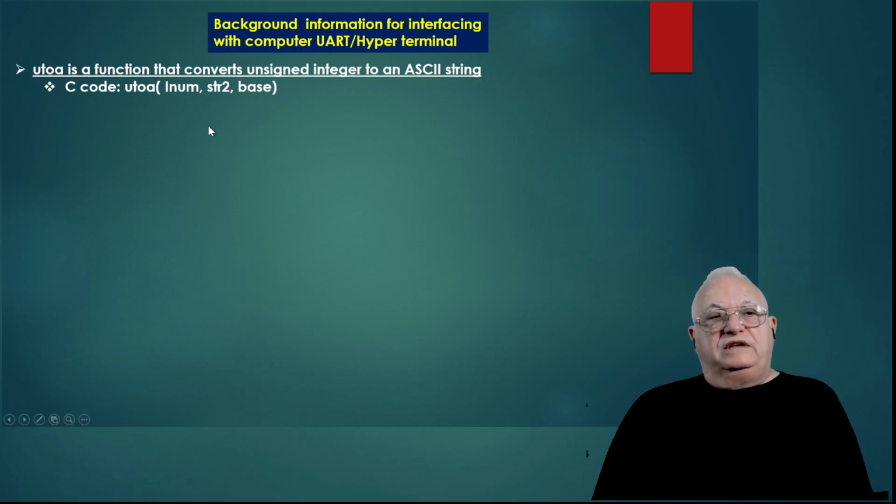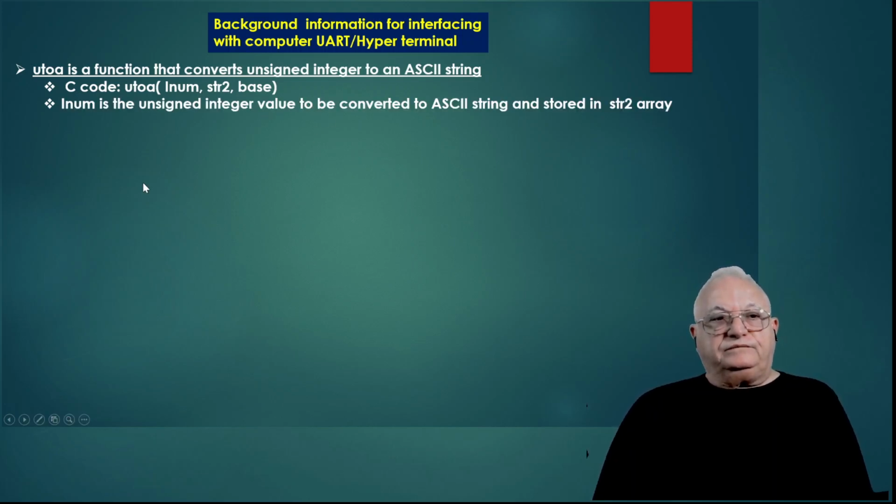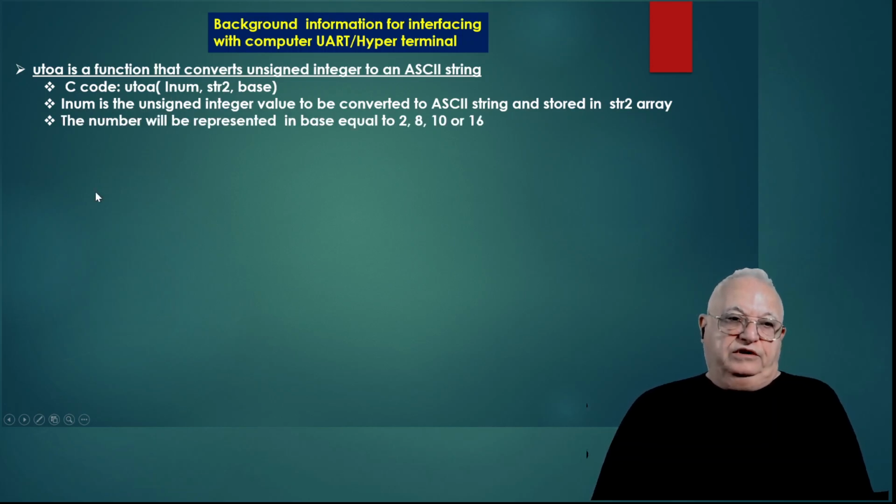Let's see what the function looks like. We write UTOA, open parentheses, and then we have three parameters. One we're going to call enum, the other one is going to be str2, and the third parameter is going to be the base. The enum is the unsigned integer value to be converted to an ASCII string, and the conversion result is going to be stored in the str2 array. So the number is going to be converted, and this says where it's going to be stored once it gets converted.